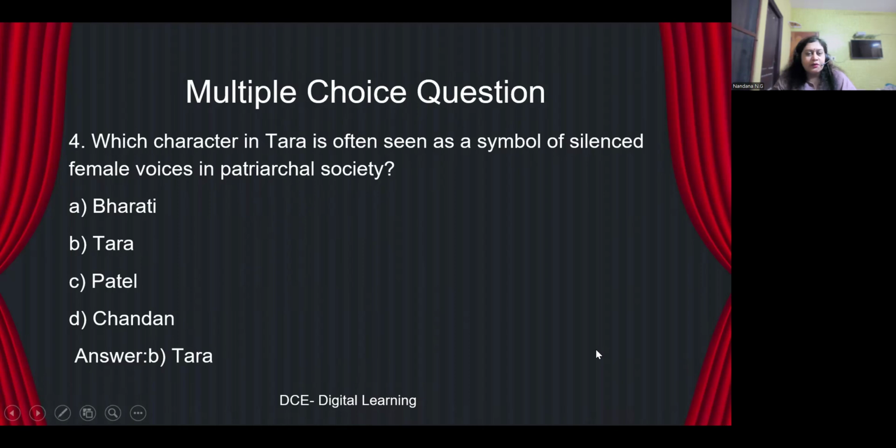The fourth question, which character in Tara is often seen as a symbol of silenced female voices in patriarchal society? Options provided are option A, Bharti, option B, Tara, option C, Patel, option D, Chandan. And the answer is option B, Tara, our protagonist.